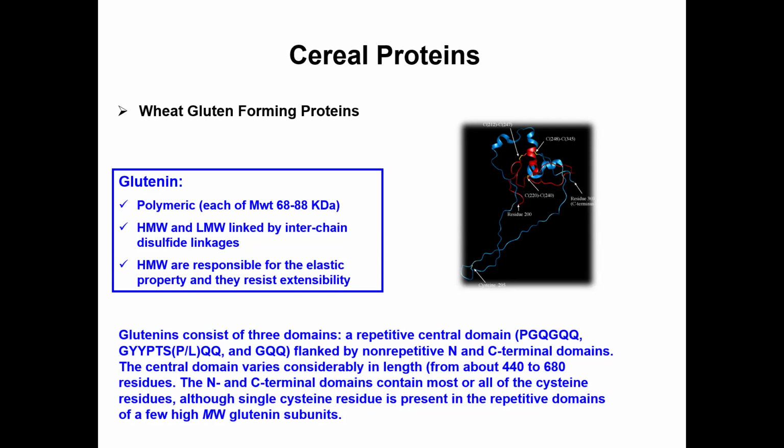So glutenins have three domains. They have a repetitive central domain. So in the middle, they have a domain that repeats itself. So this is the sequence and it repeats itself. It is flanked by non-repetitive regions, meaning you have an N-terminus and a C-terminus that are not repetitive. And that's where the cysteine residues mostly sit. And that's why they can easily form disulfide interchange.